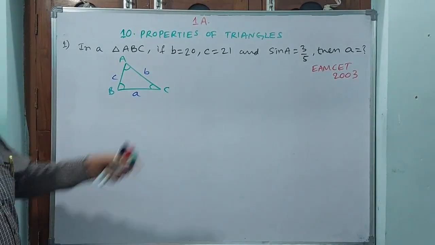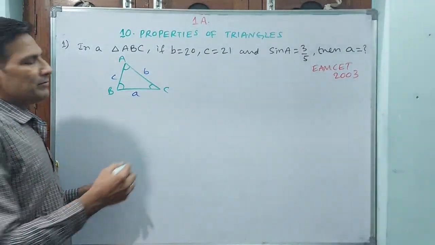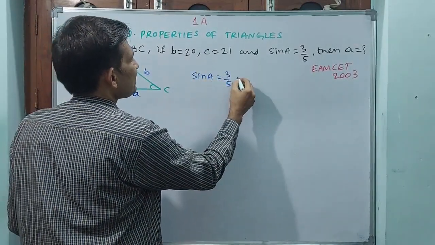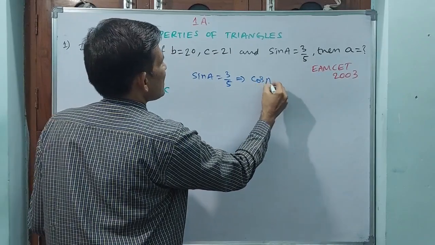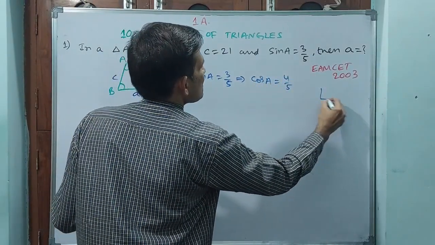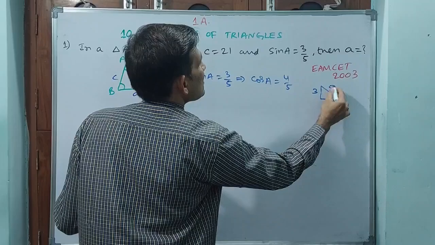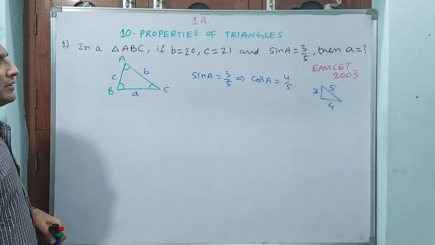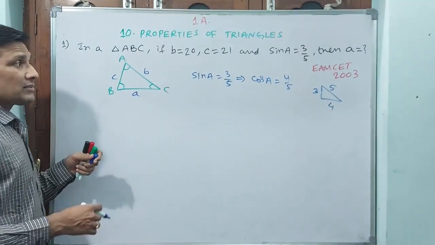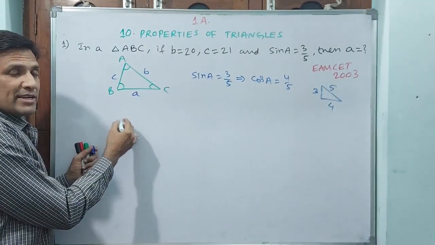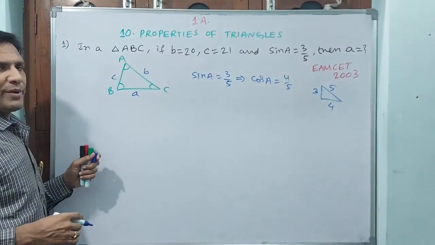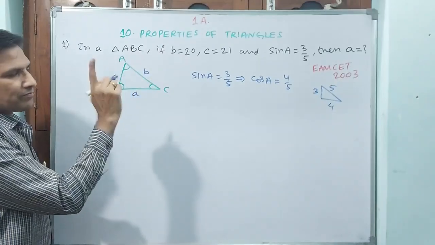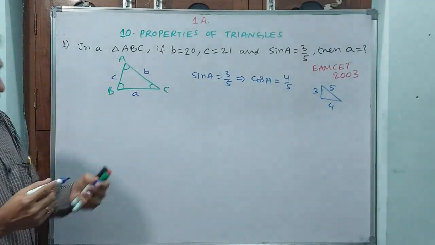Based on these only, these formulae are available. Now they have given sin A is equal to 3 by 5. By seeing this, we can write cos A is equal to 4 by 5, immediate. Or else also we can write under root of 1 minus sin square A. That also you can make. You will get 4 by 5.